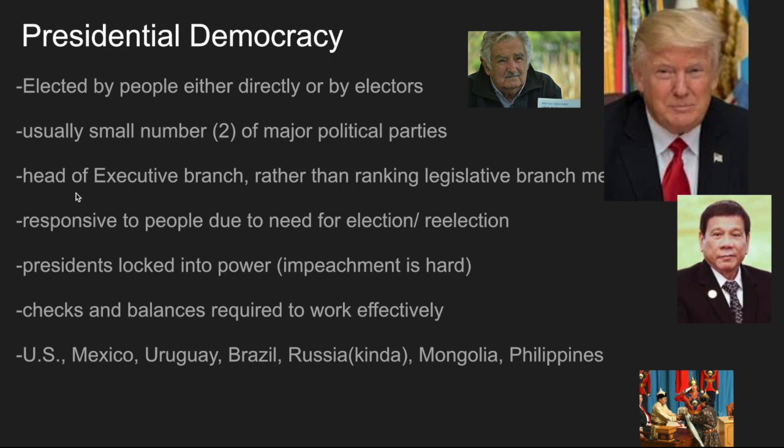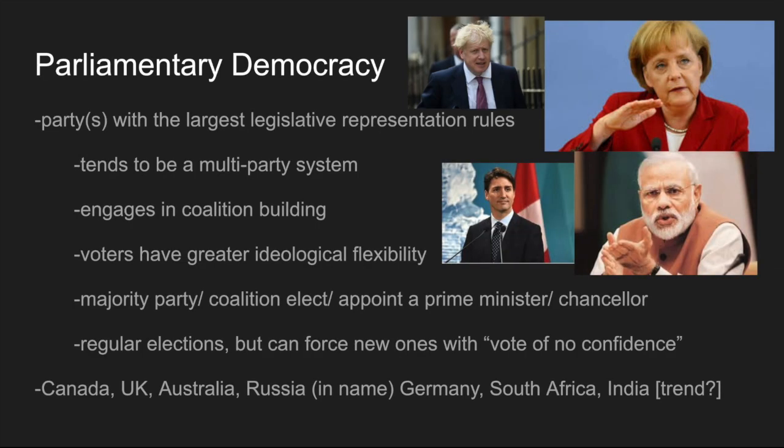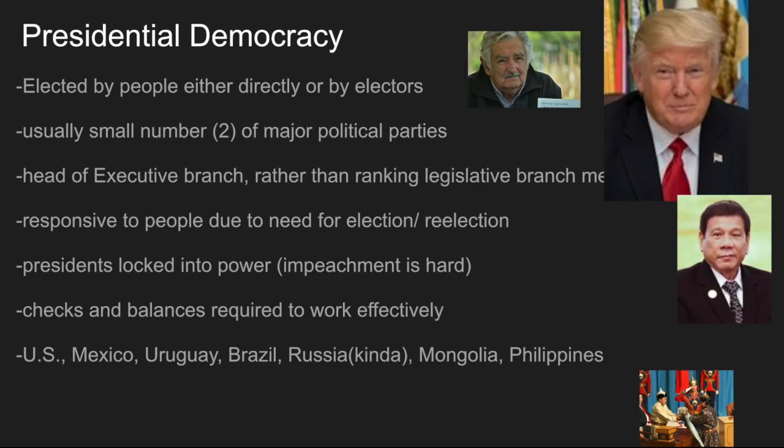All right, next up, this is the big thing. The president in a presidential democracy is going to be the head of the executive branch of government, rather than just a ranking member of the legislative branch. So they are elected to be the leader as opposed to elected to be a representative and then chosen to be a leader by their peers. I hope that makes sense.